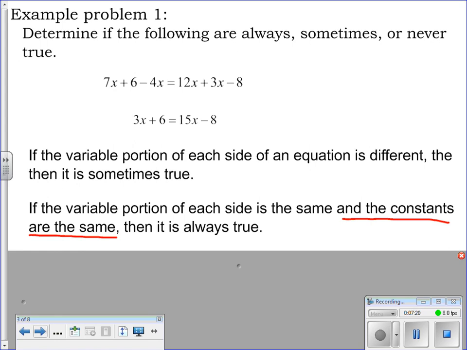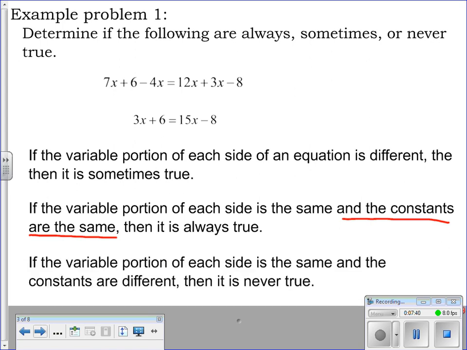And if your variables drop out, so you get 4 equals 4, the variable portion is the same. It doesn't exist. And I have two sides equal. That means anything will work. Okay? So the variables are the same and the constants are the same. Anything works.